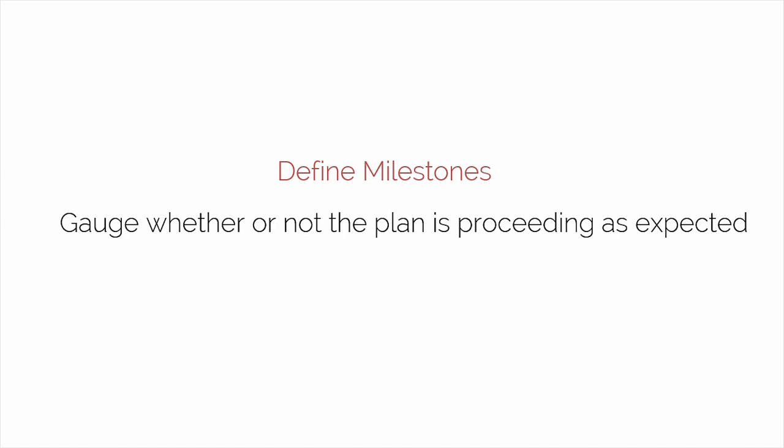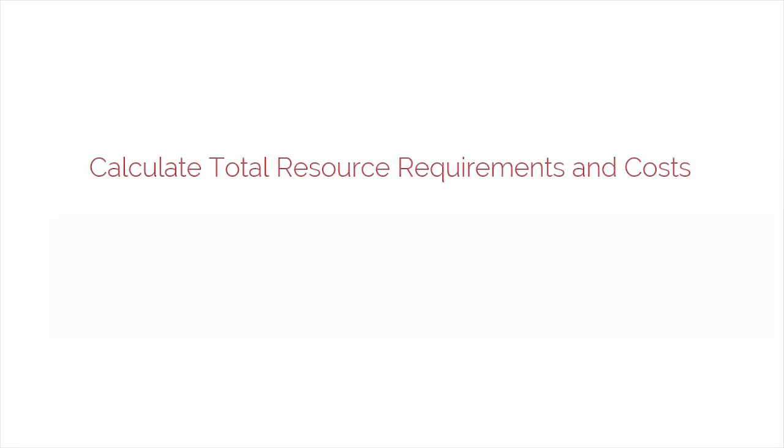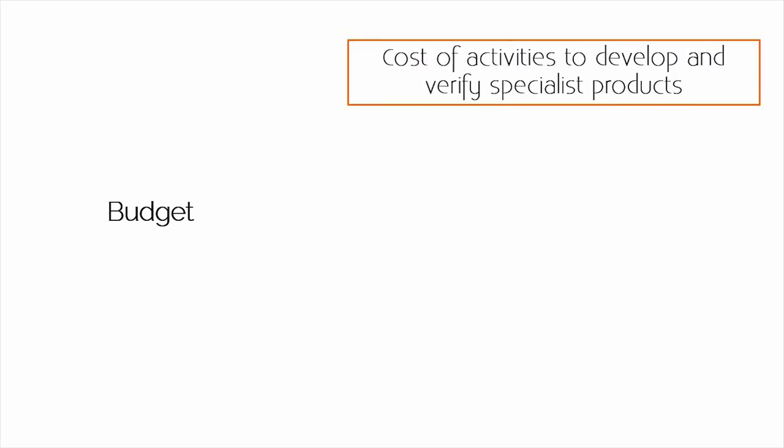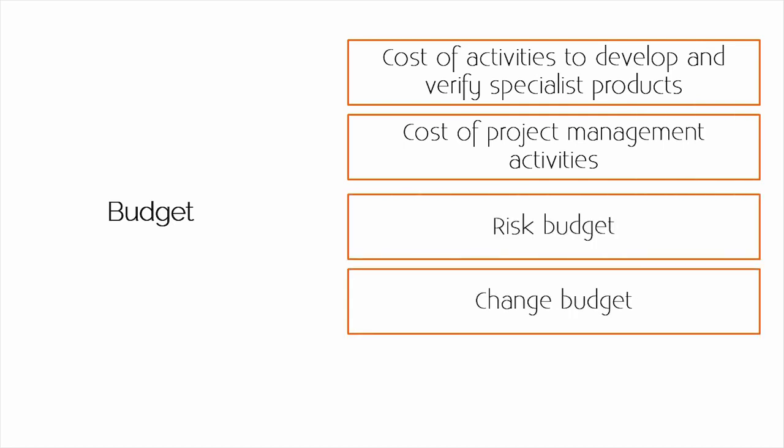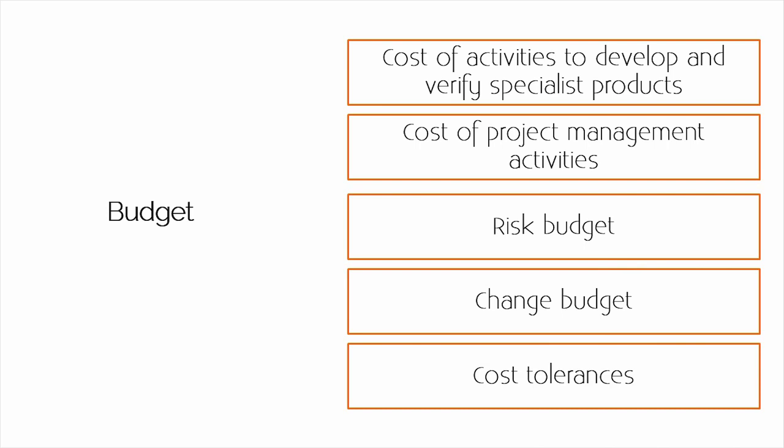Defining milestones should be followed by calculating total resource requirements and costs. The budget should include the costs of the activities to develop and verify the specialist products, the cost of project management activities, the risk budget, change budget, and cost tolerances of the plan.